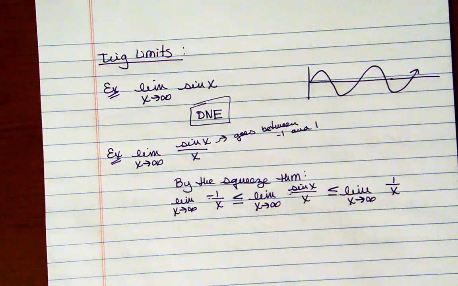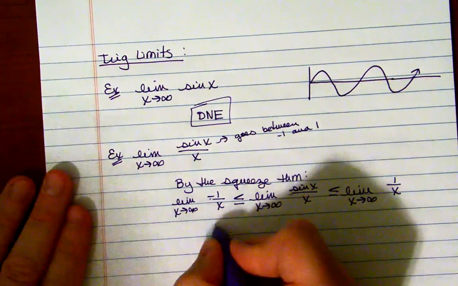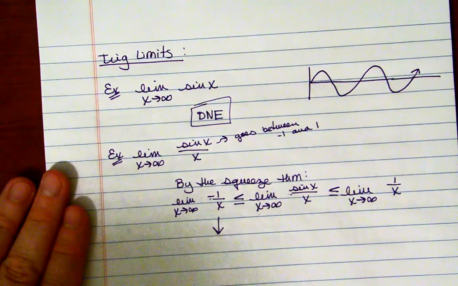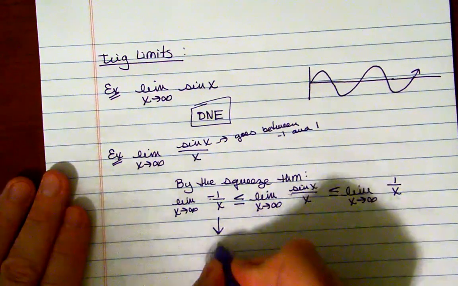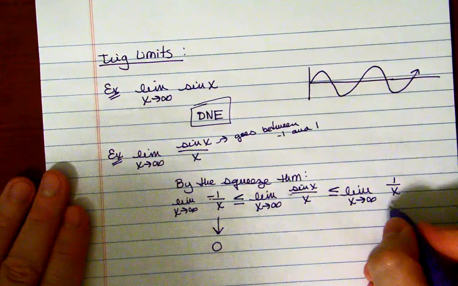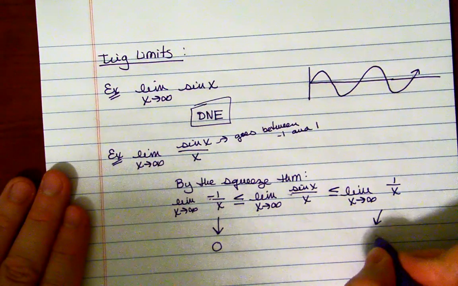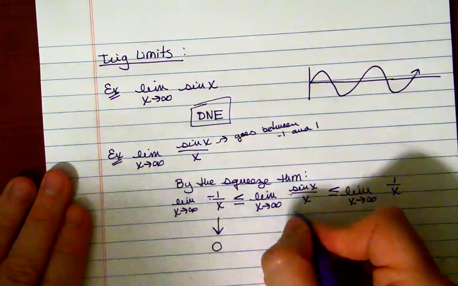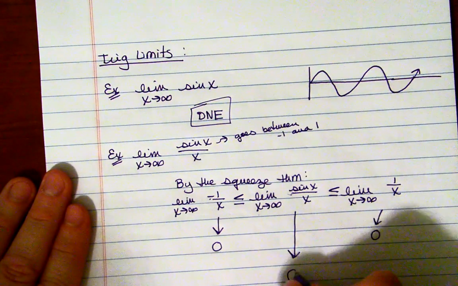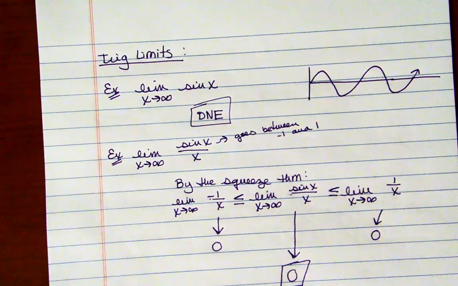See if you can finish this off. See what you can do. This limit over here, -1 over a huge number, that's 0. This limit over here, 1 over a huge number, that's 0. Therefore, the thing in the middle has got to be 0.